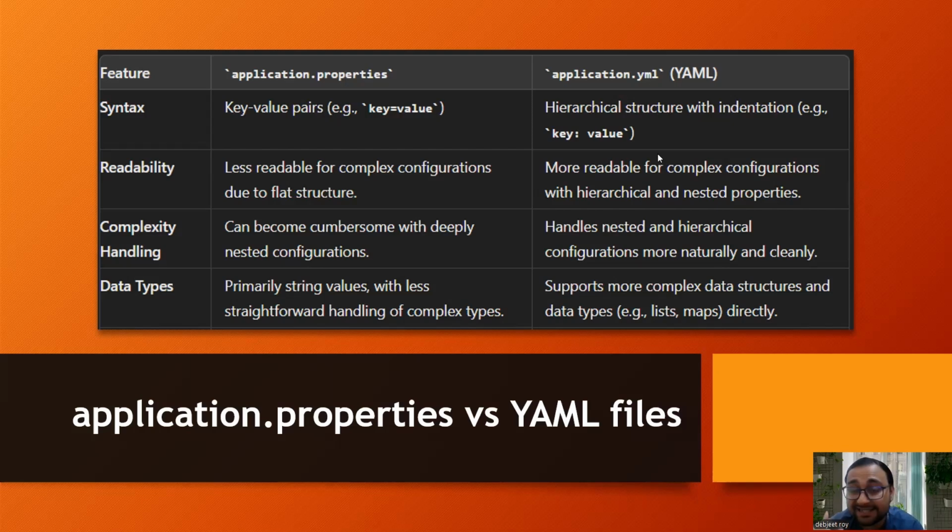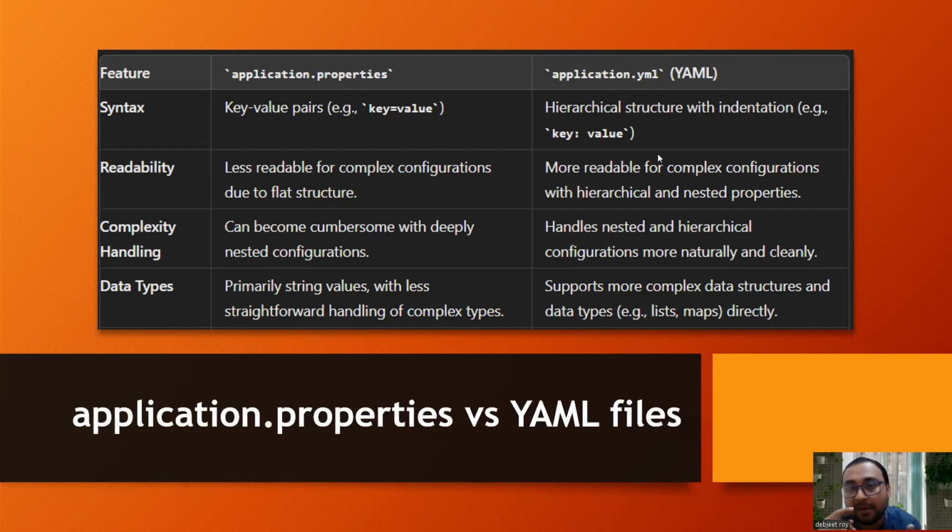Then from a complexity handling perspective, application.properties becomes very cumbersome when there is deeply nested configuration. You are repeating everything each and every time, and when one property is being changed, you are just appending that property and the rest remains the same. Okay, the complexity handling becomes very cumbersome. In case of application.yaml, it becomes very simple to handle nested and complex hierarchical configurations. And it very cleanly configures what all data you are configuring over there.